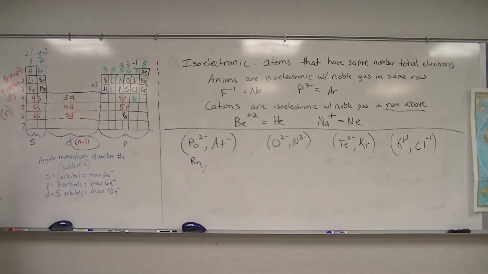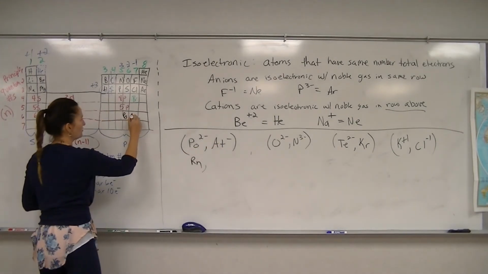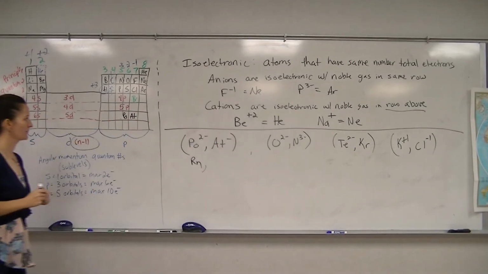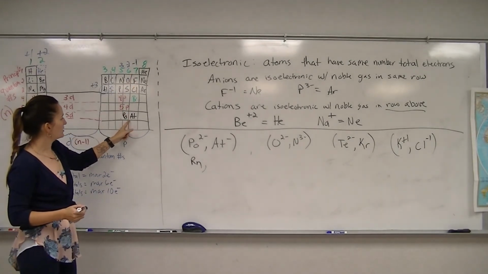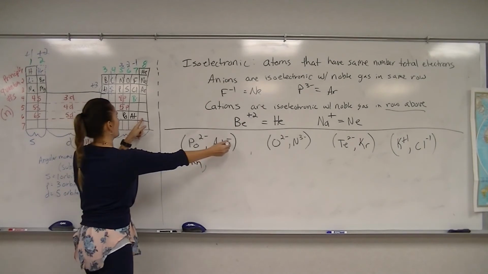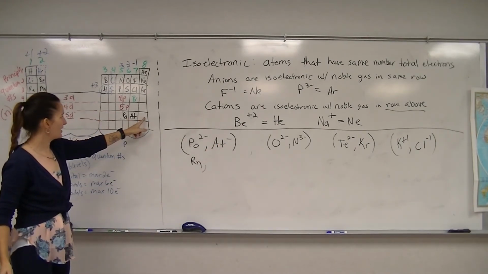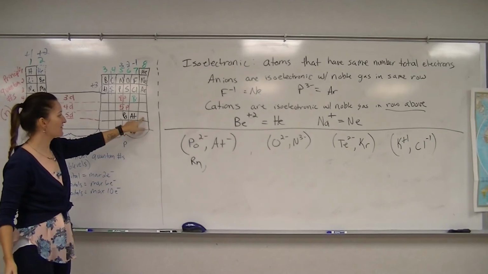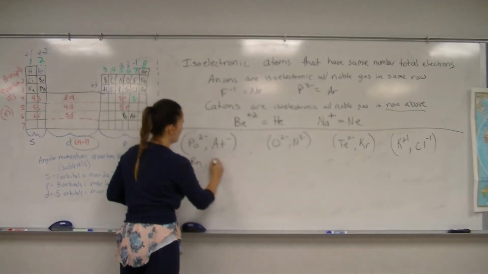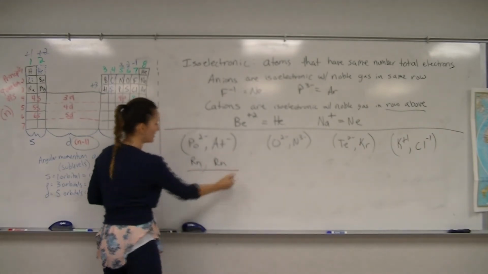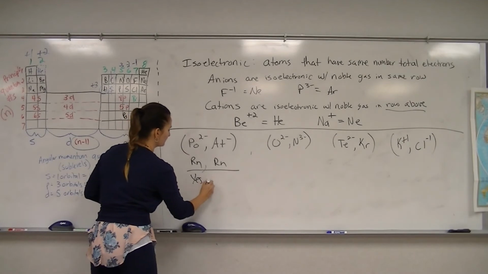Right, now let's look at At minus. And At is actually right next to polonium. So it's got 7 valence electrons. It needs 1 more. It's why it forms a -1 charge. But notice, since it's an anion and it's in period 6, it's going to have the same noble gas as polonium. So since they have the same noble gas, yes, they are isoelectronic.